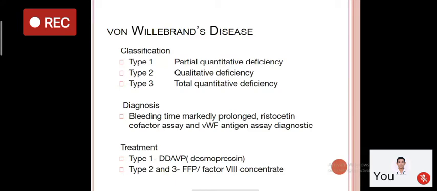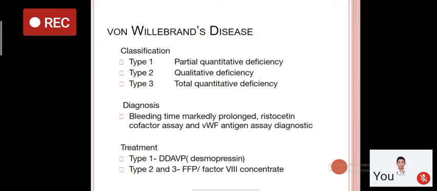Then coming on to the diagnosis, it is made by looking at the bleeding time, which is markedly prolonged, and we can directly go for the von Willebrand factor antigen assays. Then for treatment, we can use desmopressin, which helps in the release of granules from the platelets. It contains the von Willebrand factor, and it may be helpful in patients who have a minor or partial deficiency.